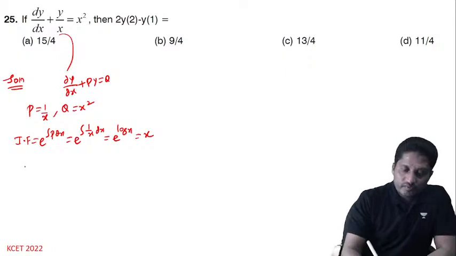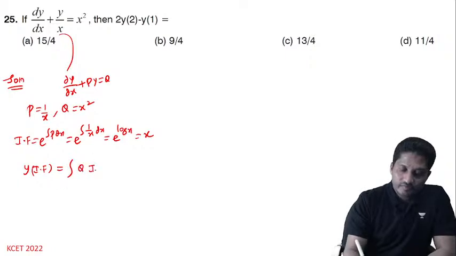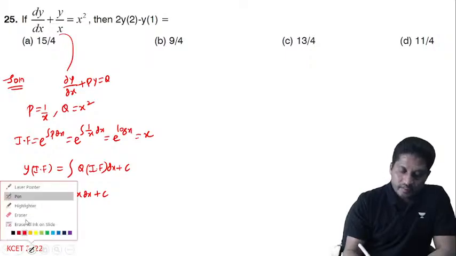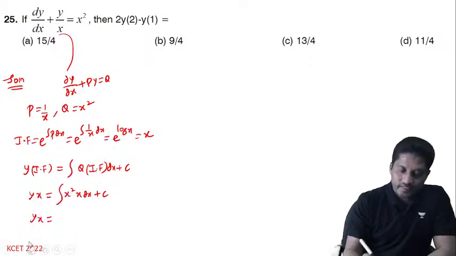Now the solution is y into IF is equal to integral q into IF dx plus c. Y into IF, that is x, is equal to integral q, q is x square, into x dx plus c. Y into x is equal to integration of x square into x, I just keep one step, directly integration of x cube, which is x power 4 by 4 plus c.